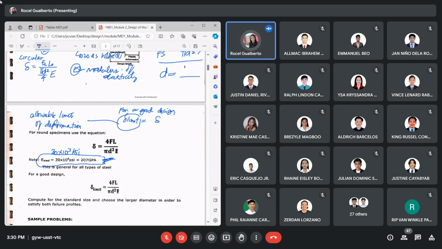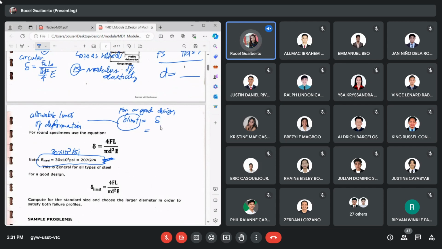Ibig sabihin po niyan, halimbawa po, nakalagay po dun sa statement natin is, the material is not to elongate more than 1 mm. So, ibig sabihin, hindi siya pwedeng mag-elongate more than that value. So, ang tawag po doon is allowable limit of deformation. Kumbaga, pwedeng yung deformation niya hanggang doon lang sa ganun. Hindi na pwedeng lumampas pa. Okay? So, ang tawag doon, allowable limit of deformation, and then you equate that to the actual deformation.